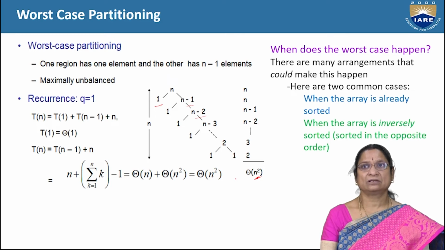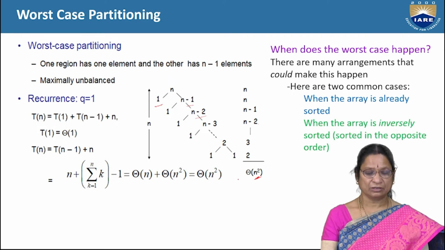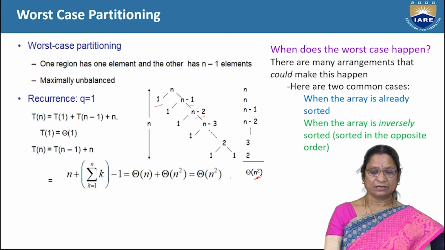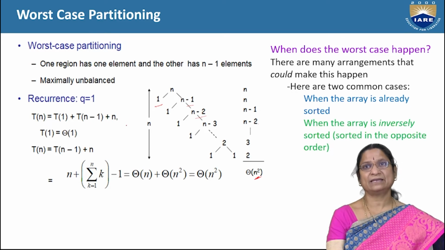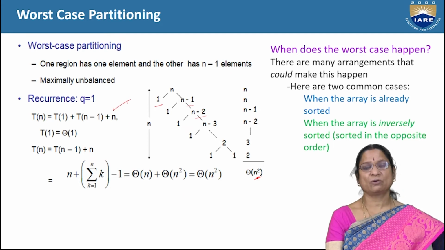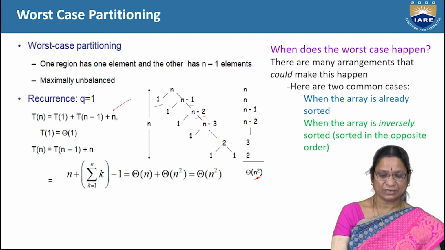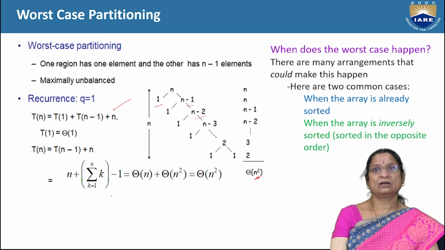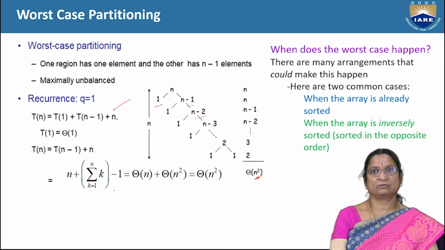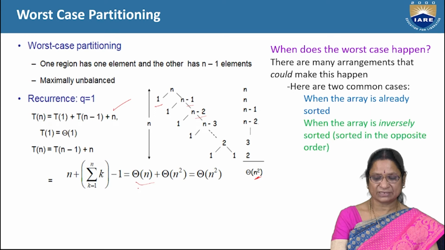Coming to the recurrence part, T of n is equal to T of 1 plus T of n minus 1 plus n. N is the partitioning algorithm complexity. So T of 1 is equal to 1. Then the total complexity will become theta of 1 plus theta of n square, which is theta of n square only.